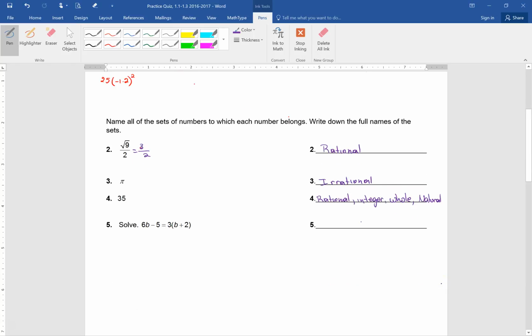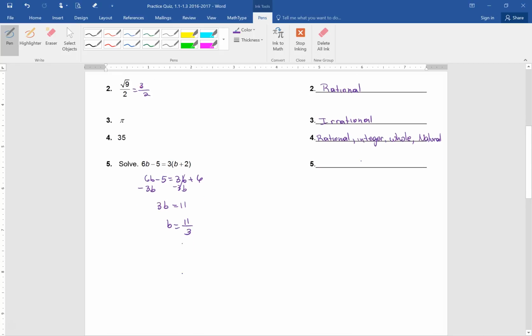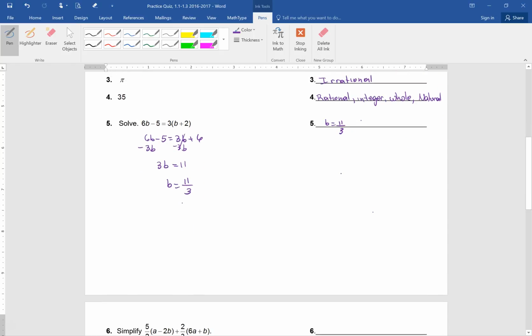Okay, let's solve this one. 6b minus 5 equals 3b plus 6. Subtract 3b. So 3b is equal to 11. b is 11 over 3. And if it doesn't specify that you have to put it in a decimal, you can just leave it as 11 over 3.